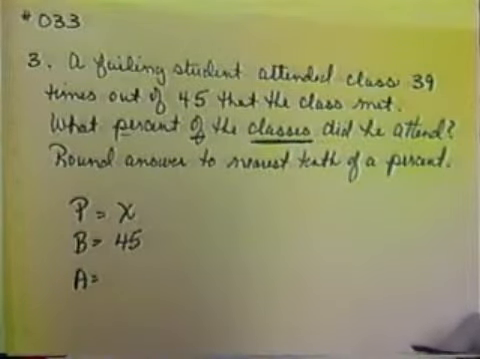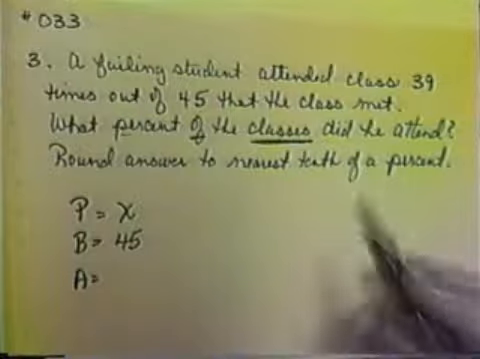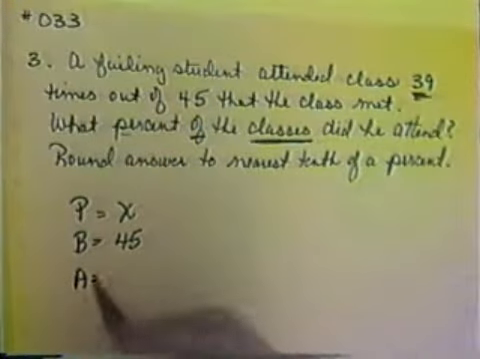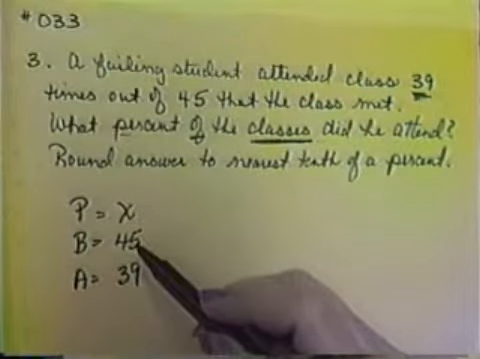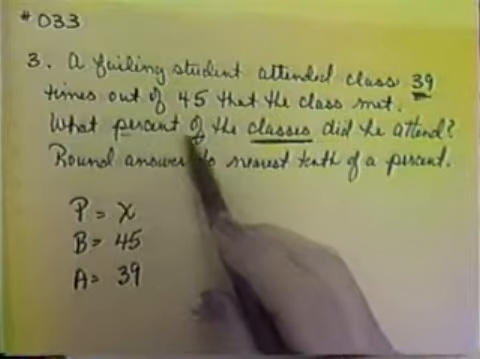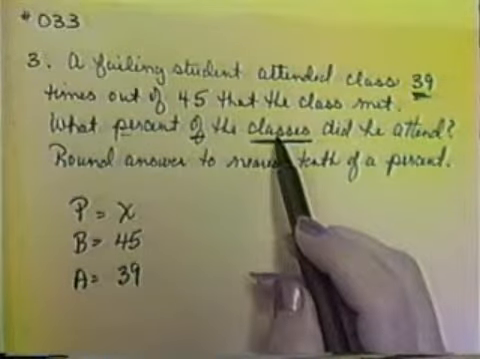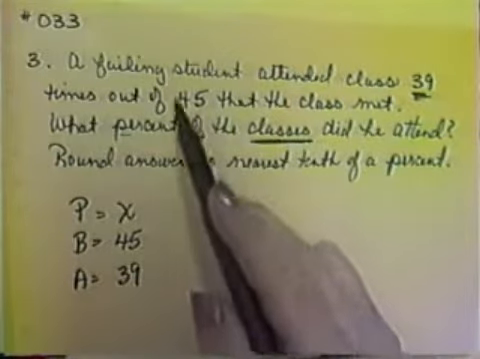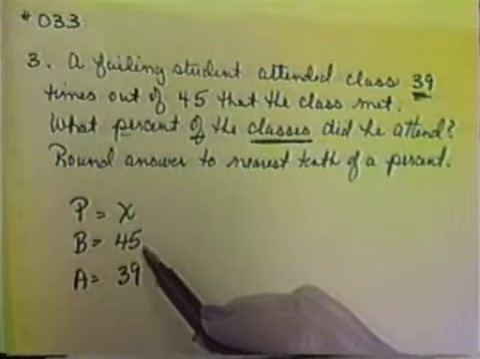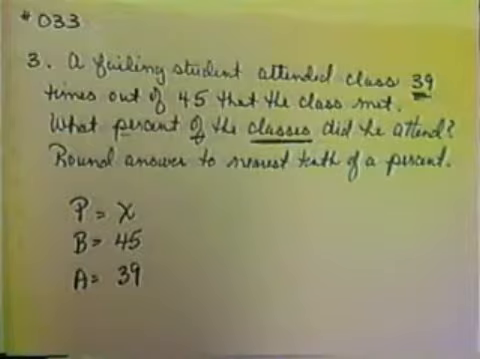So can you guess what the amount is going to be? The amount must be, you're right, 39. Okay, percent is what we're looking for. The base is what we're taking the percent of, and we're taking the percent of the classes. The total number of classes was 45, so that must be my base, and the amount then is 39.